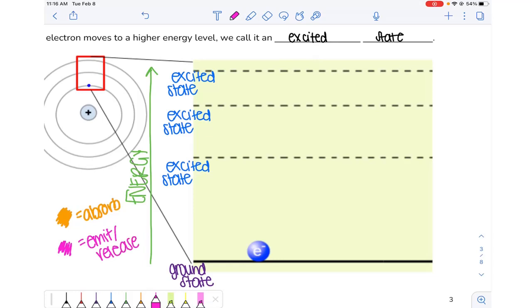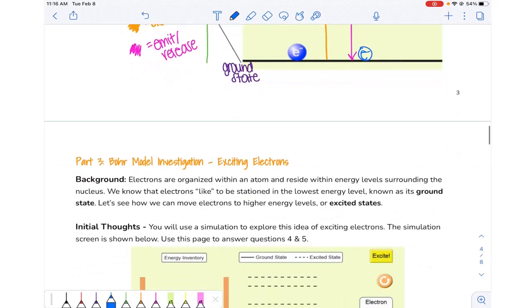So if that electron gets some energy and pushes itself to an excited state, that's the arrow it would look like right there, and then our electron would end up showing up there. Then if an electron emits energy, it's going to fall to a lower energy state, so our electron would end up right back down there. So this is what you're going to see in the simulation. So go ahead and stop this video, head back to the simulation, and move on to part 3, exciting electrons.